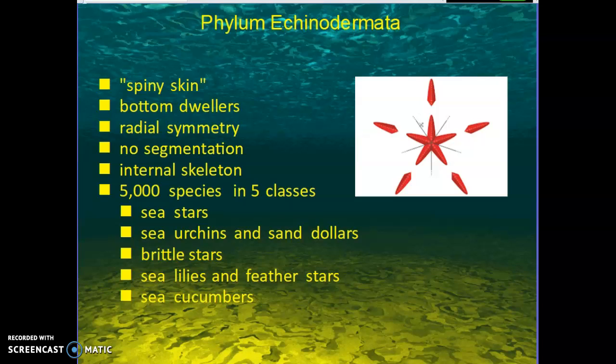They actually do have an endoskeleton, which means it's inside of them, unlike the arthropods that we've just done. And there are 5 classes of echinoderms with only 5,000 species roughly. So you have a group of Seastars, which most people call starfish. There's a group of sea urchins and sand dollars. There's a group of brittle stars. And then sea lilies and feather stars are a lesser known group, but I'll show you pictures of those. And then, of course, the sea cucumbers.